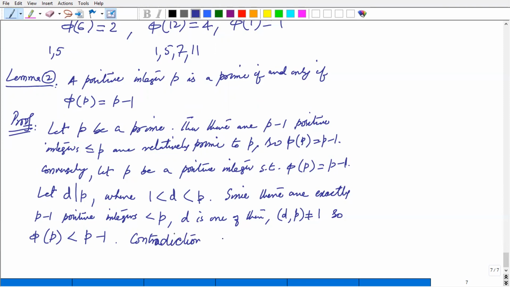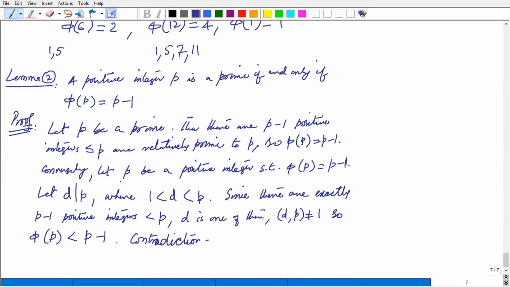Contradiction, because if there are exactly p minus 1 numbers which are relatively prime to p and less than or equal to p, it means GCD of all numbers from 1 to p minus 1 with p is 1. But we consider here, because we are not considering p as a prime, we are considering p as a composite number.